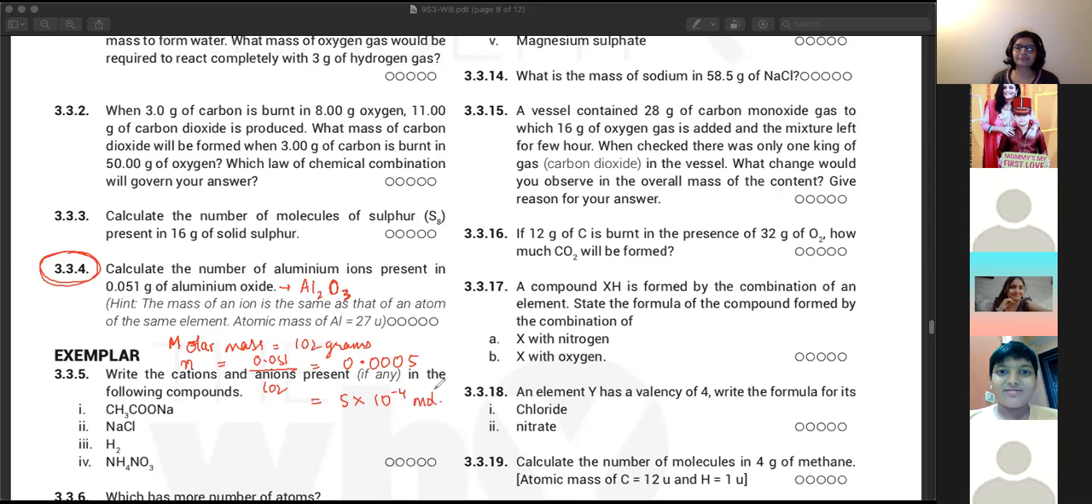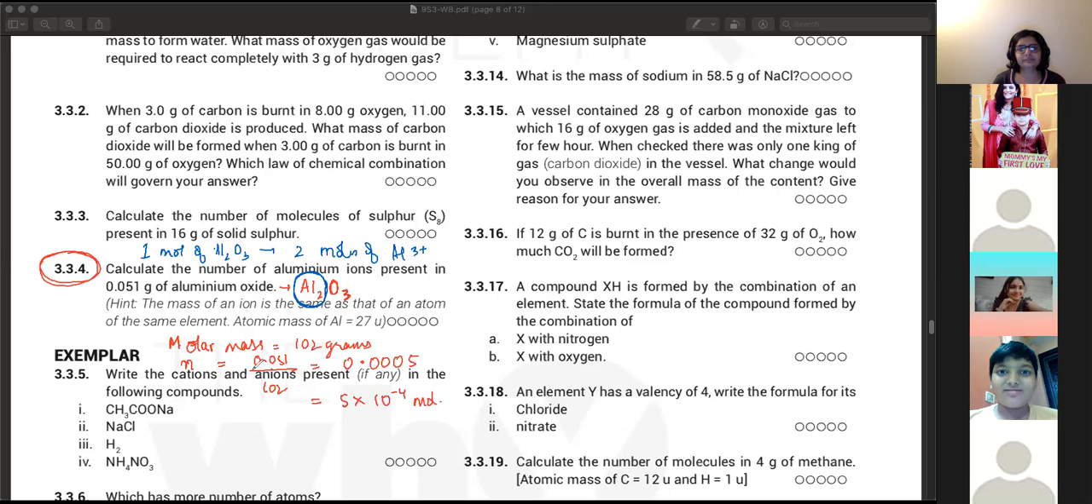Now, ma'am, from the chemical formula of aluminum oxide, as we know, Al2O3, we can say that there are two ions of aluminum present in aluminum oxide. So 1 mole of Al2O3 has 2 moles of the ions of Al3 plus. Yes, ma'am. So now we'll multiply that. So 2 into Avogadro's number.